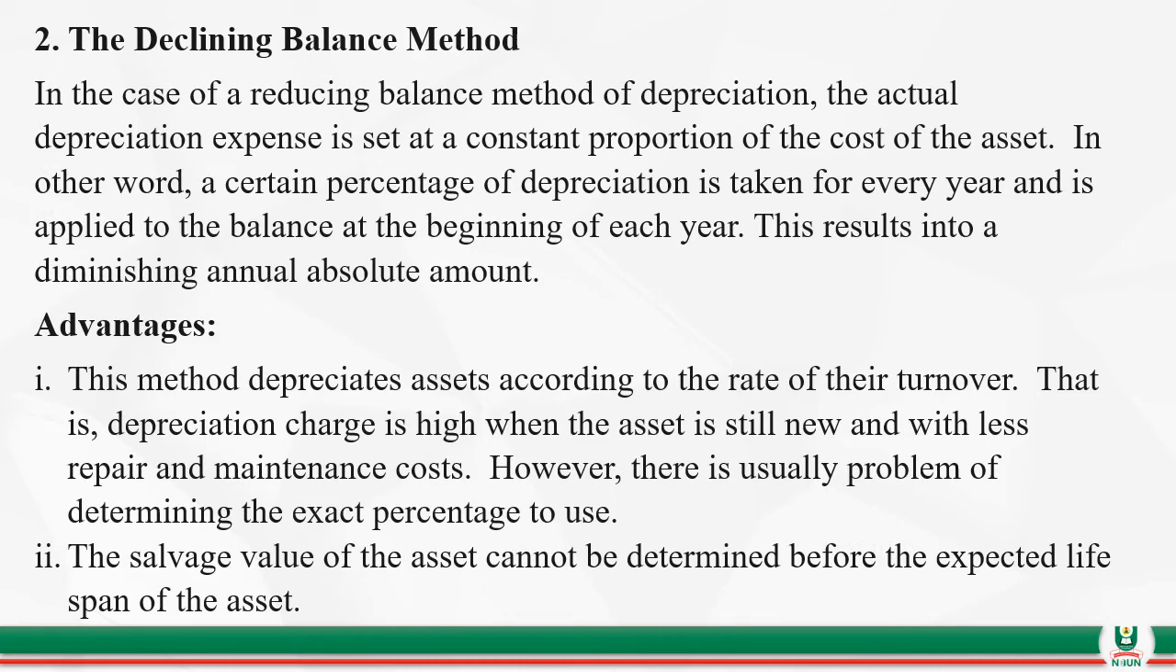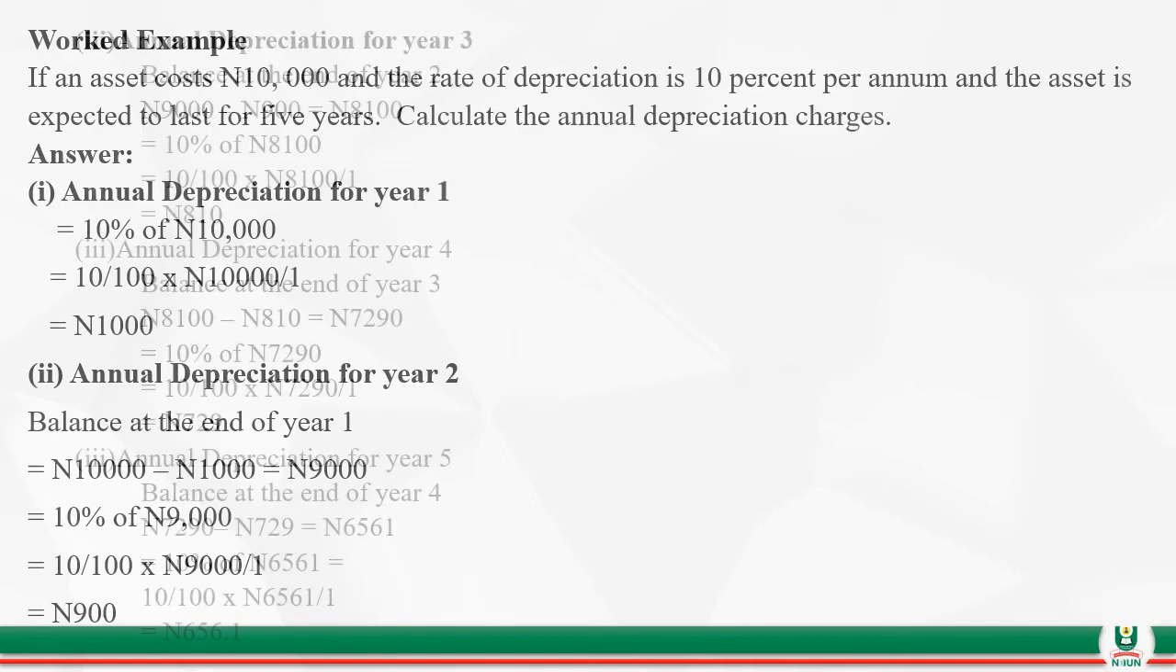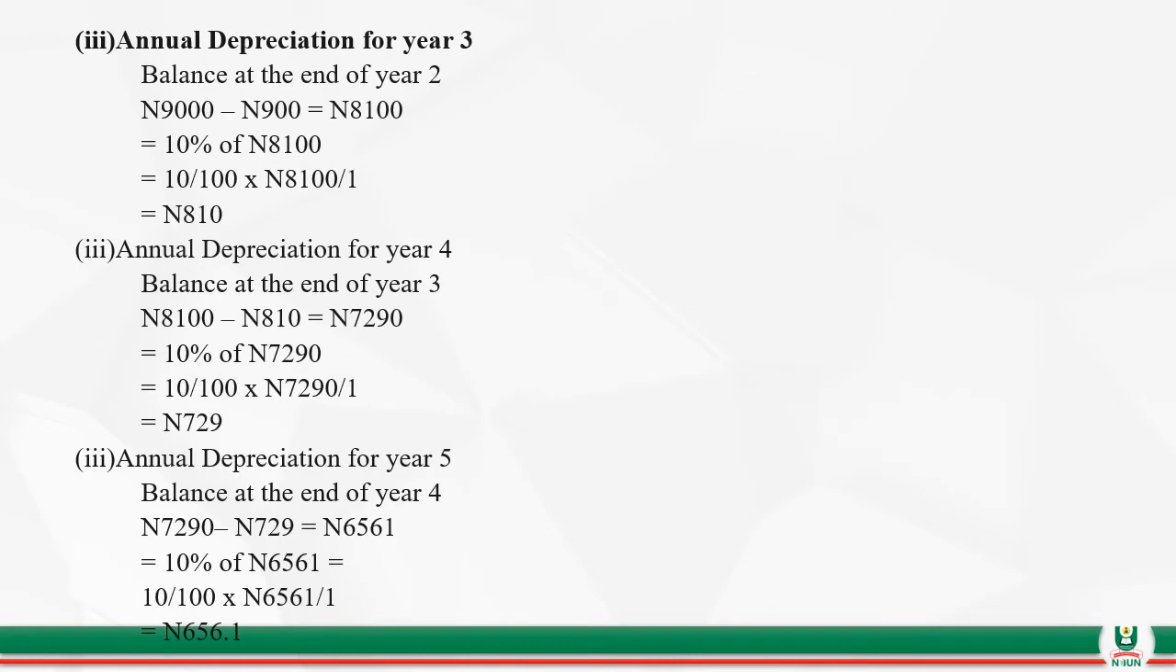Declining balance method. 900 naira. You know the formula, how it goes. 656.1 kobo. So that is declining balance.